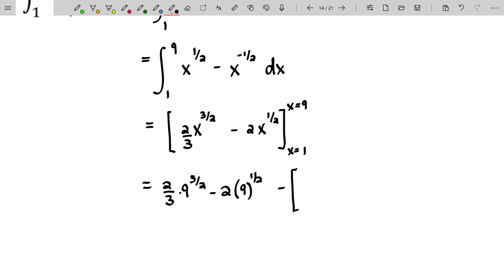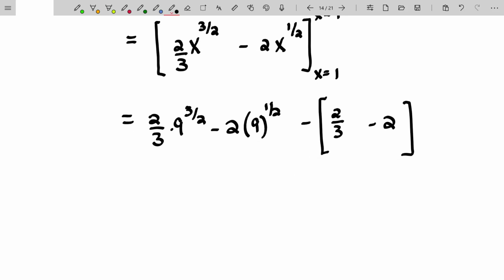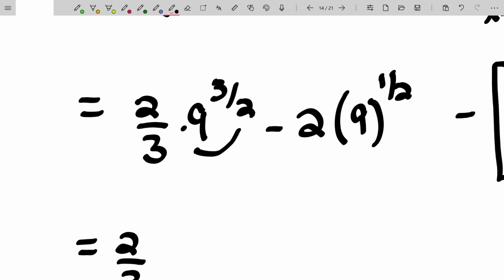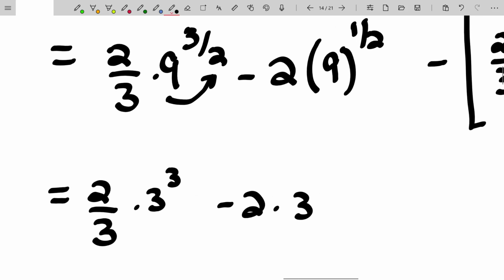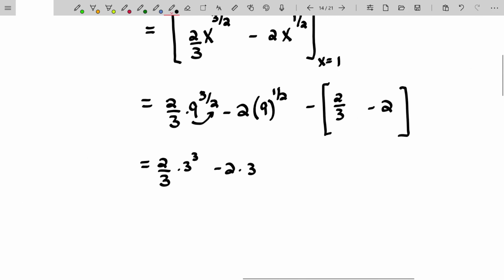So we subtract the group, which is 2/3 times 1 to a power. Doesn't matter. It's just 1. Minus 2 times 1 to the 1/2, which is 1. So there we go. Now clean this up. Don't leave it like this. This is really technically arithmetic. Square root of 9 is 3. And that's being cubed still. Minus 2 times the square root of 9 is 3. And for some reason my screen is not liking me at this time. Minus 2/3 and plus 2.